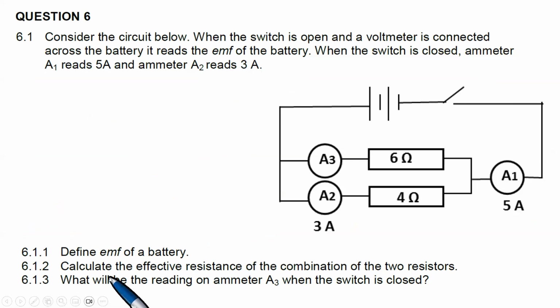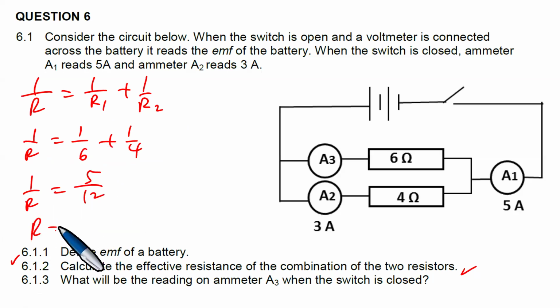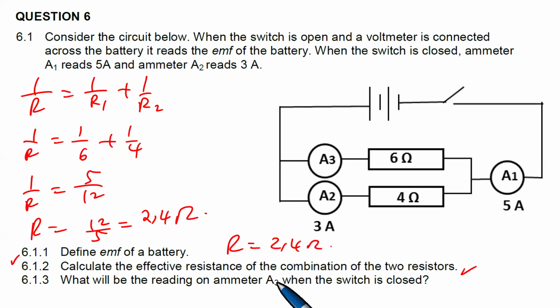Okay, we continue. So 6 points. The next one is 6.1.2. Calculate the effective resistance of the combination of the two resistors. To find the effective resistance, we say 1 over R is 1 over R1 plus 1 over R2, which is 1 over 6 plus 1 over 4. So 1 over R is 5 out of 12, so R is 12 out of 5, which is 2.4 ohms. So the effective resistance is 2.4 ohms. Just take note of that.